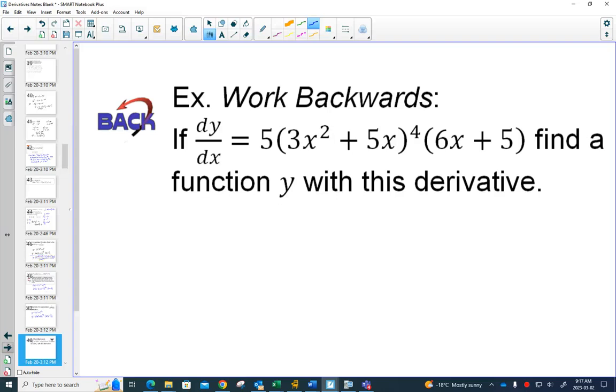Work backwards. Can you figure out what was here originally? So we had a chain rule happen because we have the outside function, the inside stayed the same, and then the derivative of the inside was afterwards.